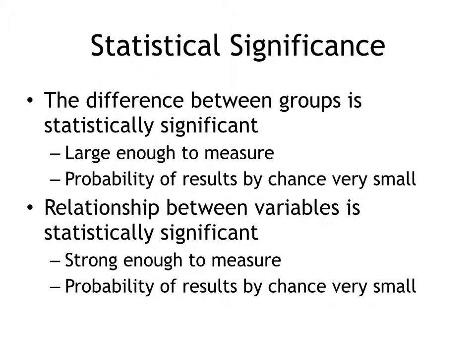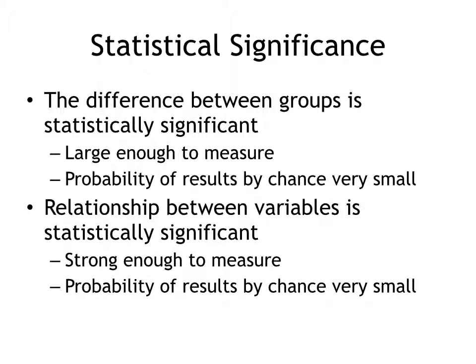What we come up with is this concept that's called statistical significance. And that's saying mathematically, statistically, there is a difference between the groups, and it's statistically significant. There can be a difference between the groups, but if it's not statistically significant, that means it's not large enough to measure, and there's a probability that that difference is just there by chance. So I have to set my statistical significance.